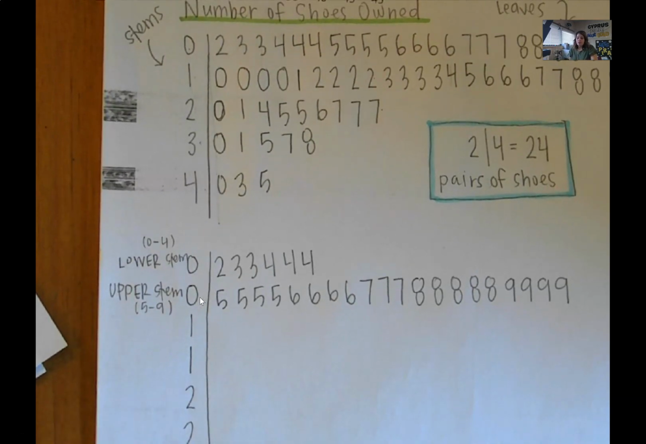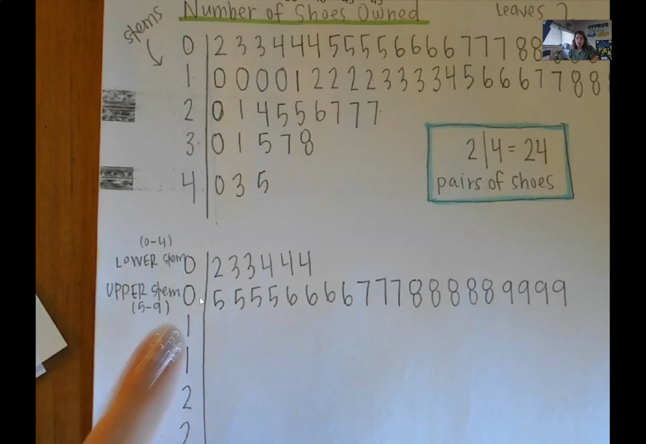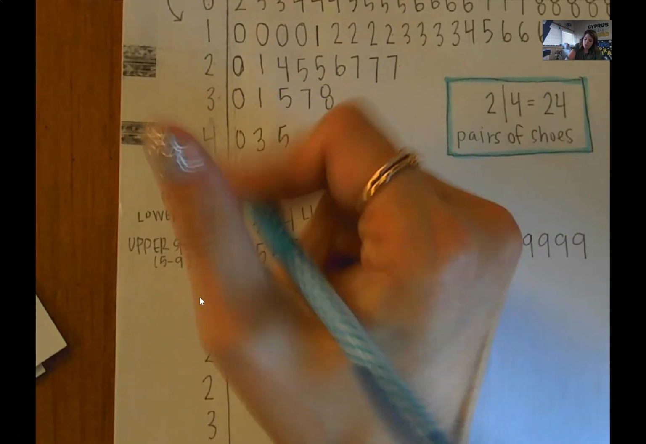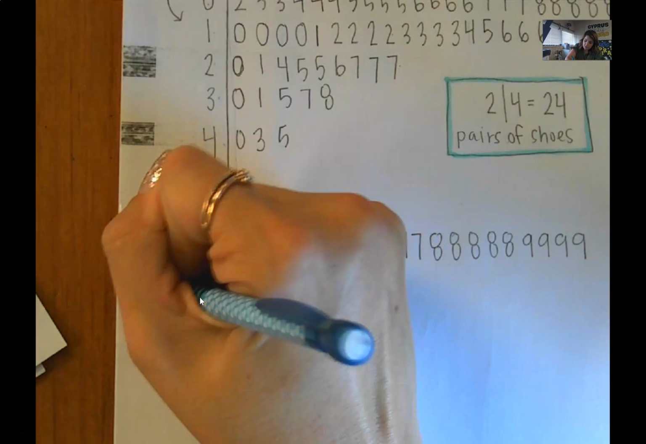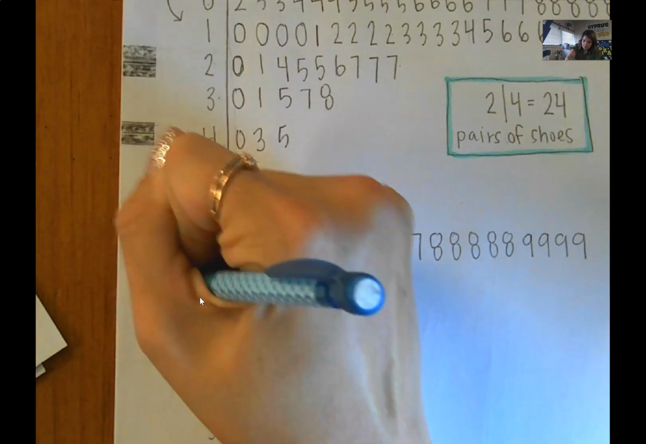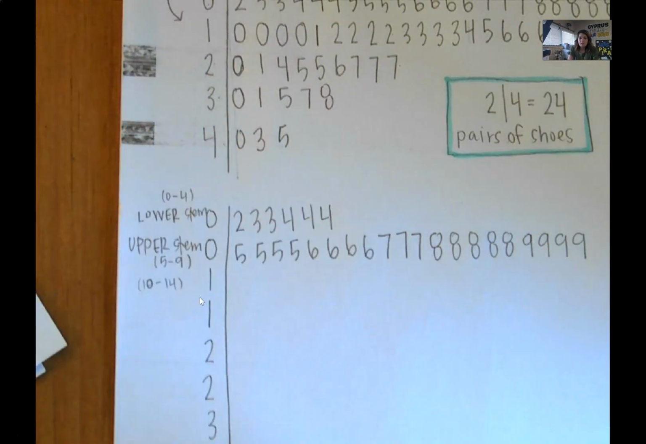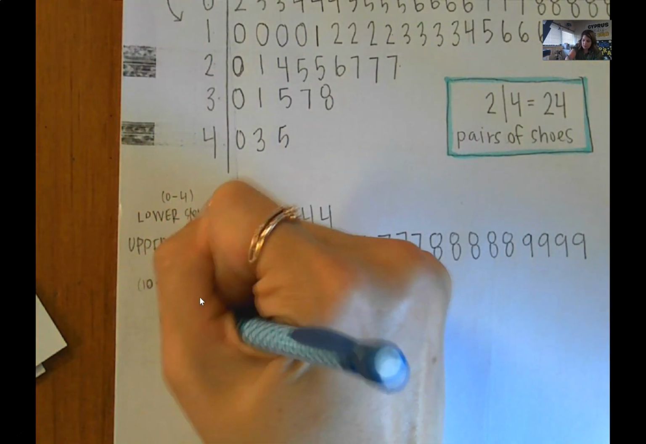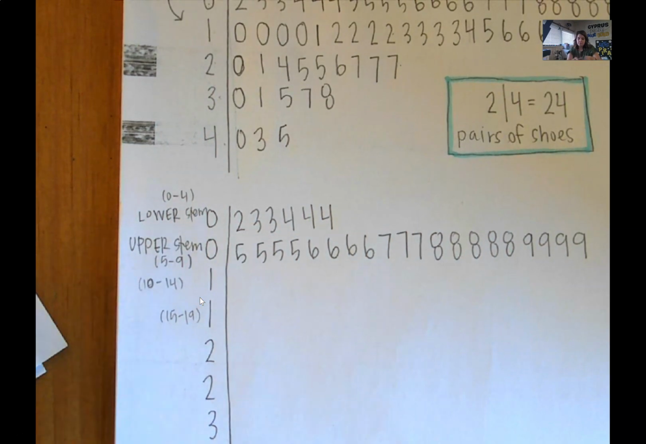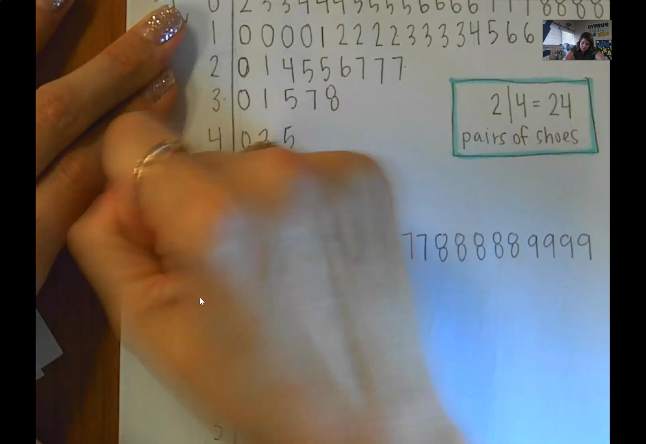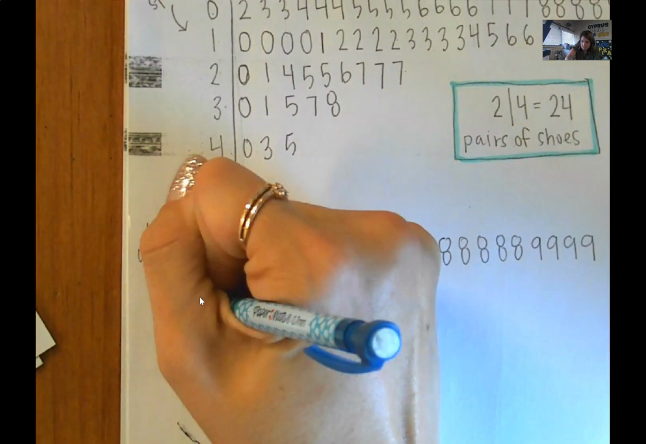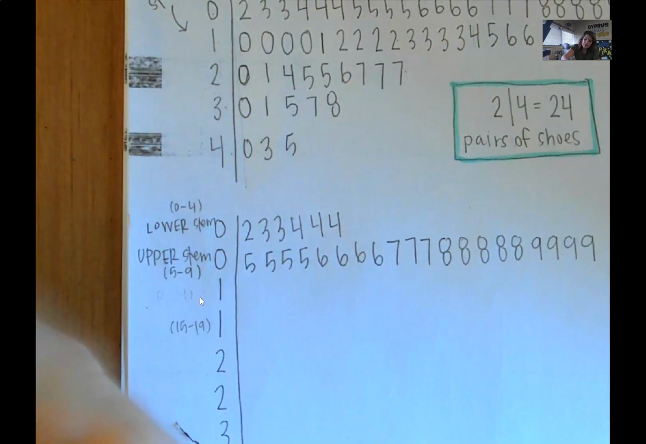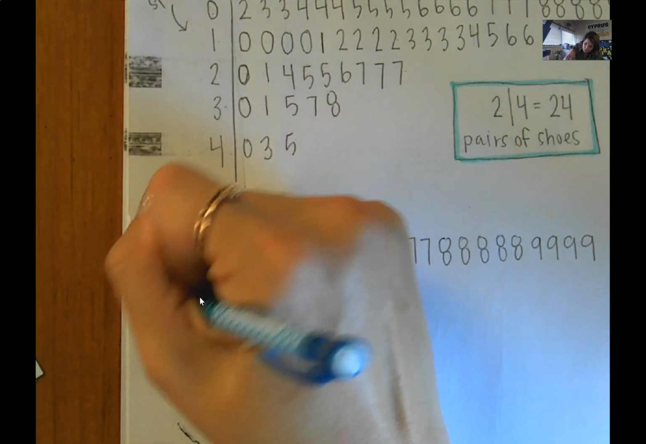Okay, it's similar now on the 1. On the lower stem, you're doing 10 through 14. And on the upper stem, you're doing 15 through 19. And you don't write these little things that I'm writing here. I am just writing this for your reference so you can remember how to split the stems.